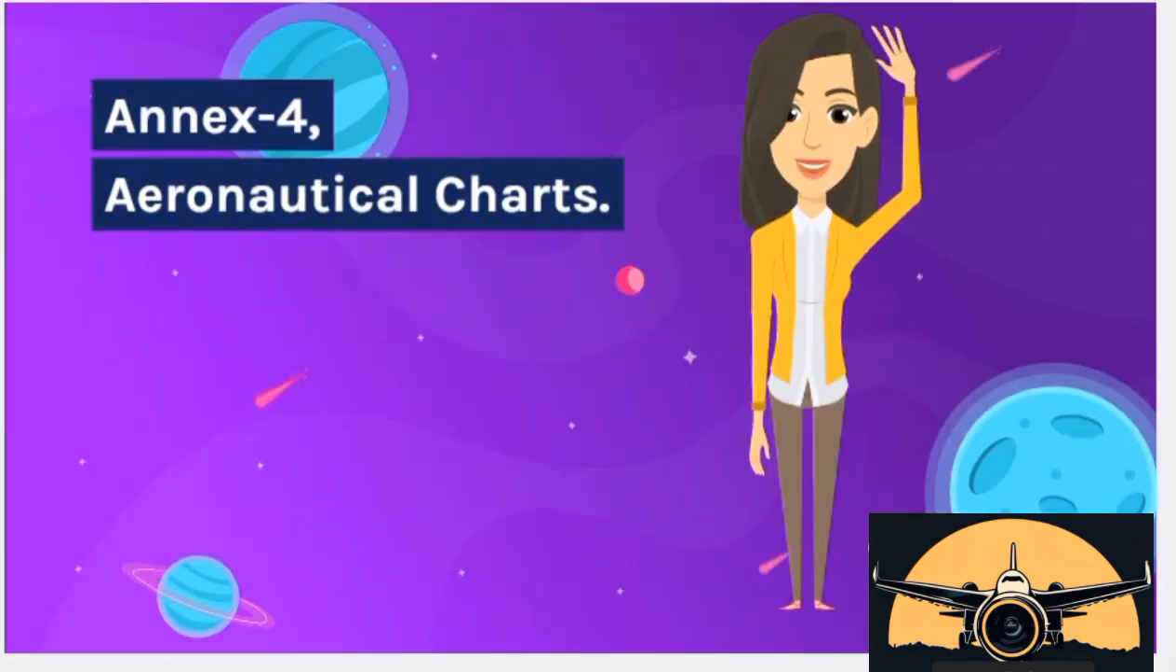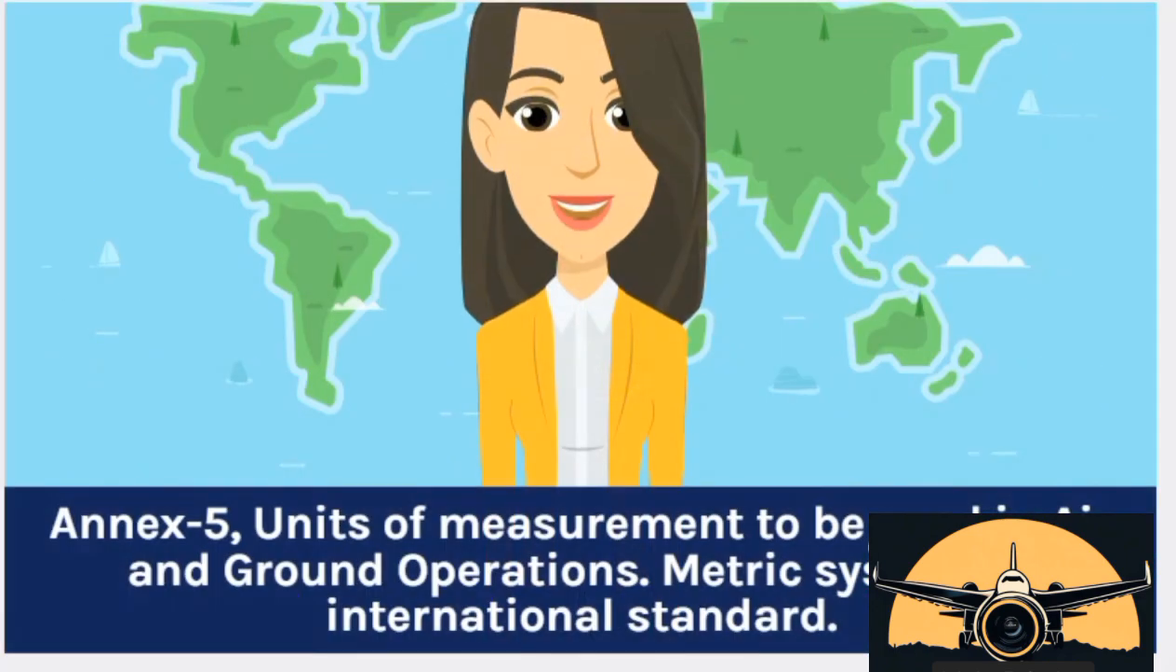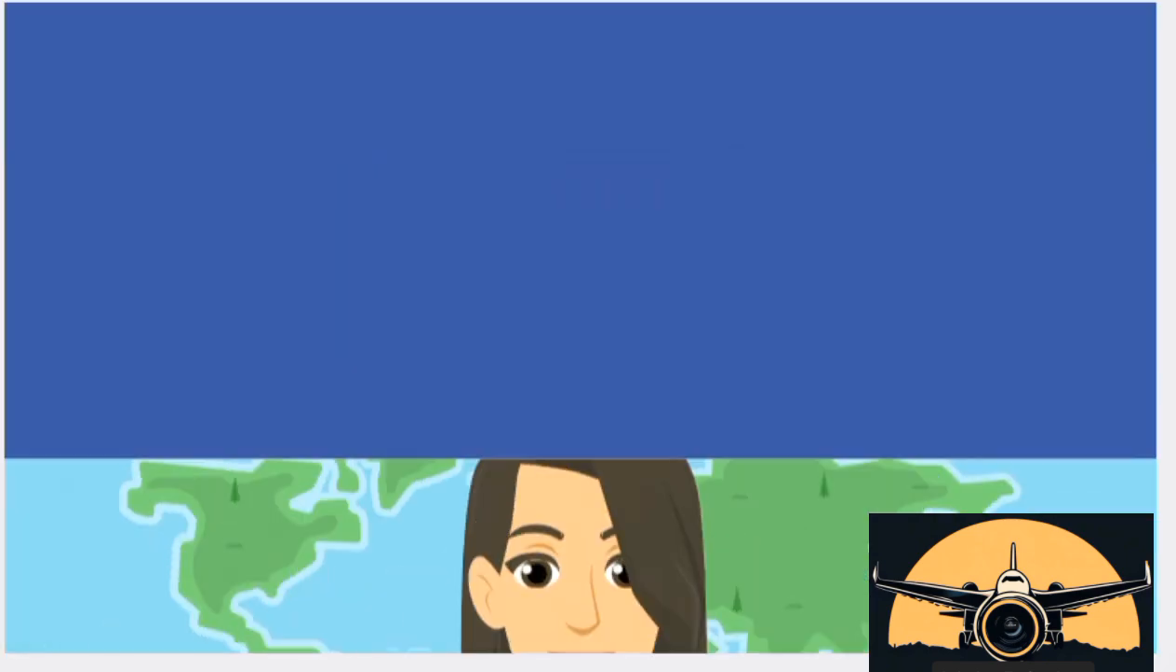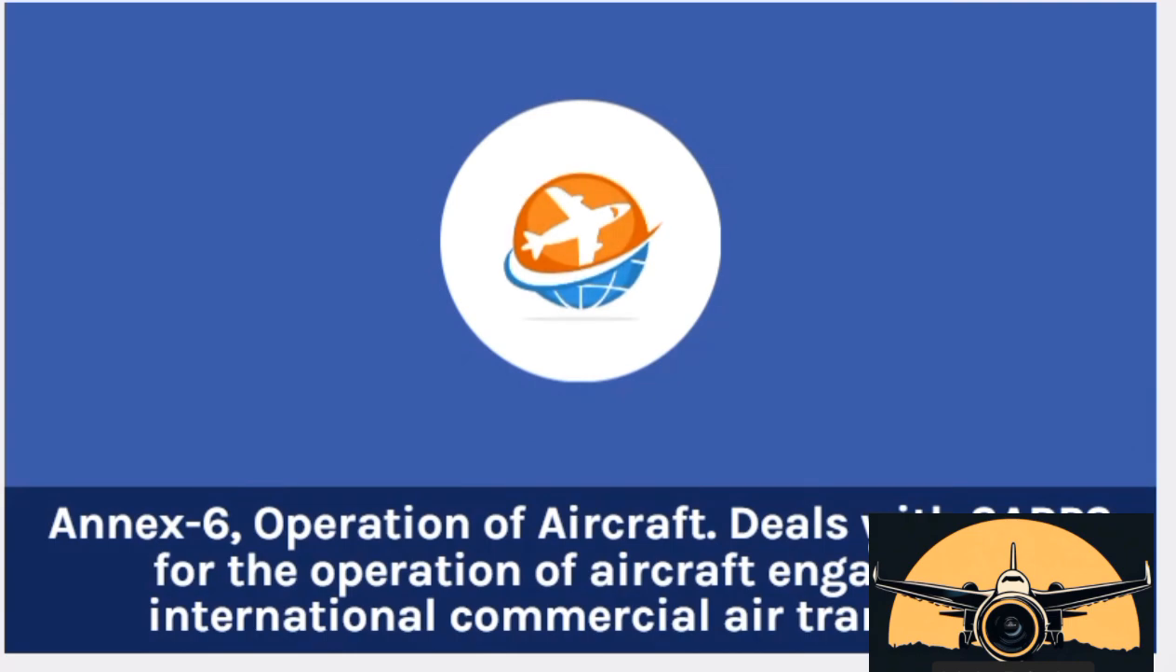Annex 4. Aeronautical Charts. Annex 5. Units of measurement to be used in air and ground operations. Metric system as international standard. Annex 6. Operation of aircraft. Deals with SARPS for the operation of aircraft engaged in international commercial air transport.